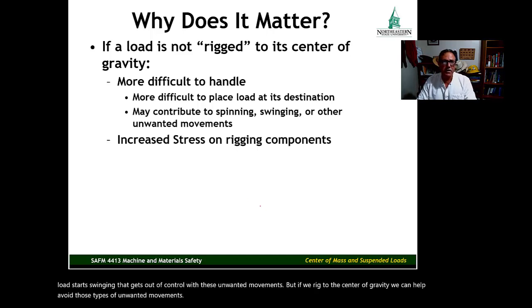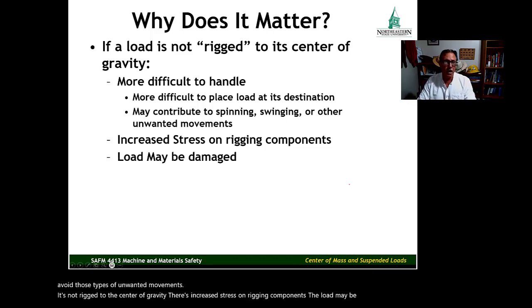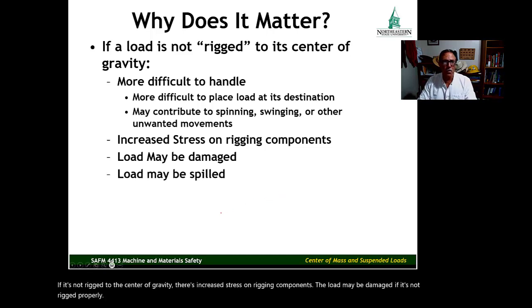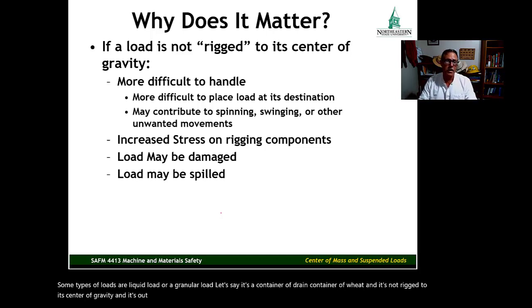If it's not rigged to the center of gravity, there's increased stress on rigging components. The load may be damaged if it's not rigged properly. Some types of loads, a liquid load or a granular load, let's say it's a container of grain, a container of wheat, and it's not rigged to its center of gravity and it sits out of level, you may end up spilling part of that load in the process of lifting it.